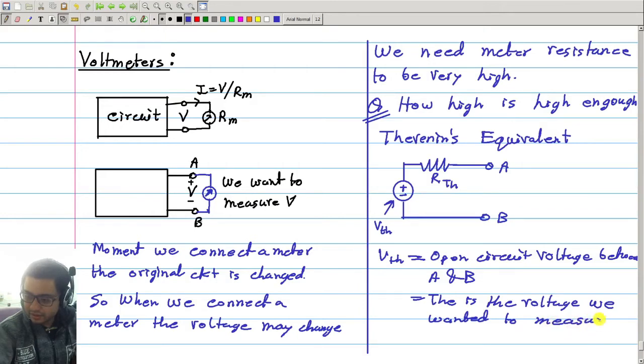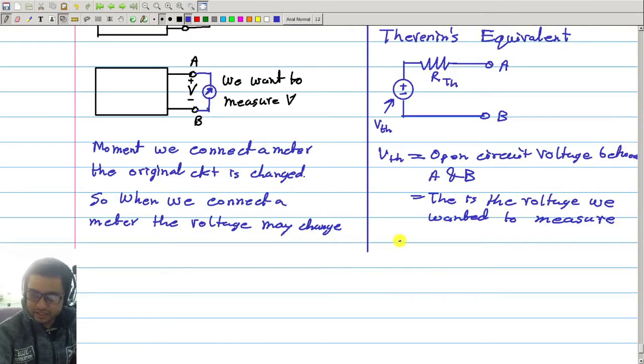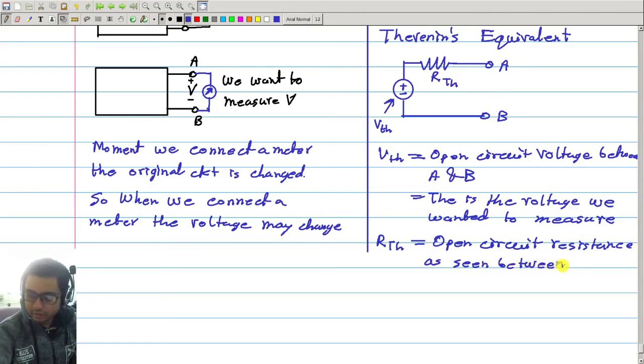And RTH, the Thevenin resistance, is the resistance as seen between terminals A and B from outside. This is the open circuit resistance as seen between A and B from outside.